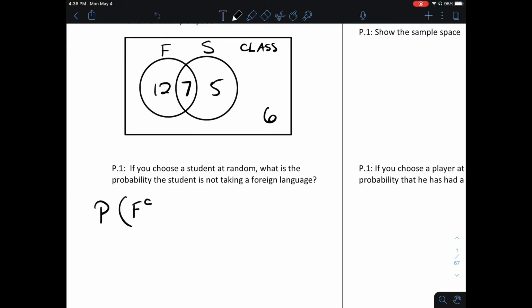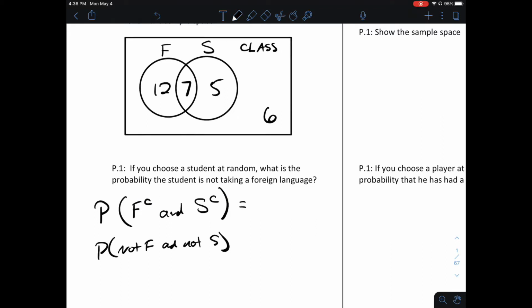not French. This is the complement of the set. So if F means they're taking French, the complement of French means they're not taking French. And also not taking Spanish. So this would be the complement of Spanish. So if S means Spanish, this means not taking Spanish. So once again, this means not French and not Spanish. But we can use this symbol here for the complement if we want to make this more compact.